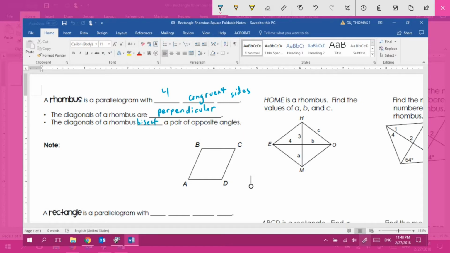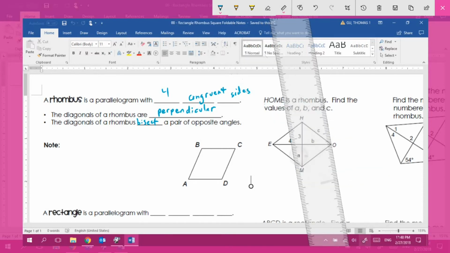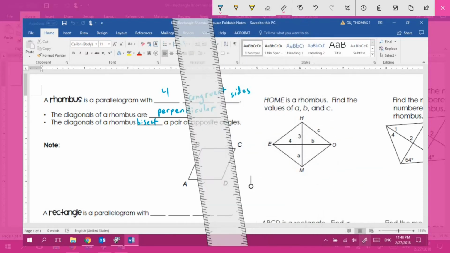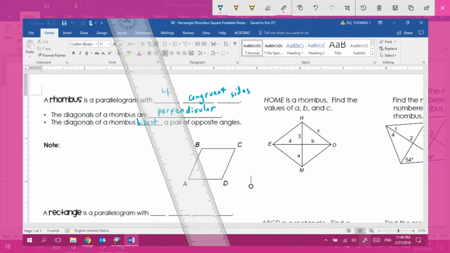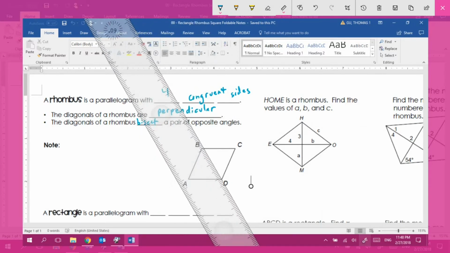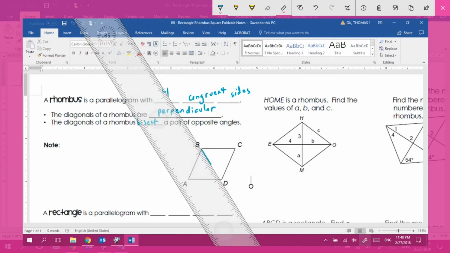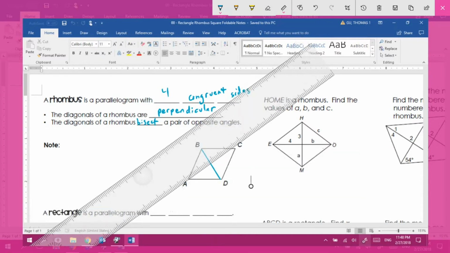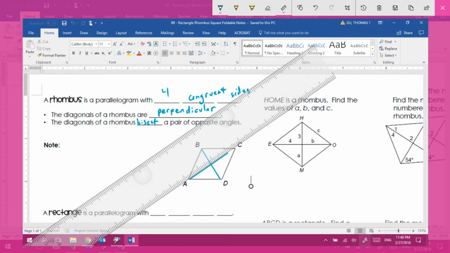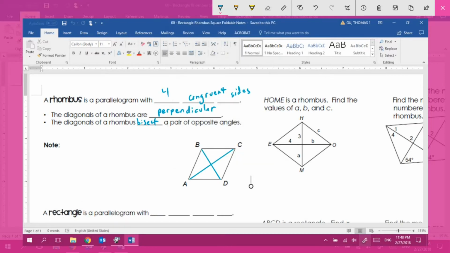So, if we look at this picture right here, there's the rhombus. Now the diagonals, watch me. Here's one diagonal from B to D. Here's the other diagonal from A to C. Now, these diagonals intersect at 90 degrees. They're perpendicular, so 90, and they always bisect a pair of opposite angles.